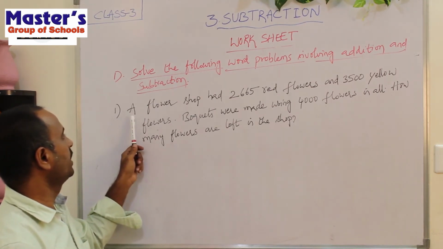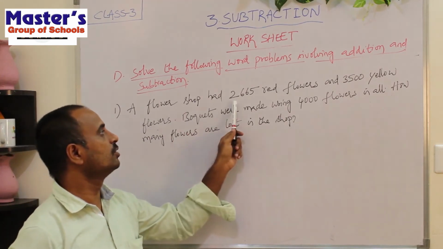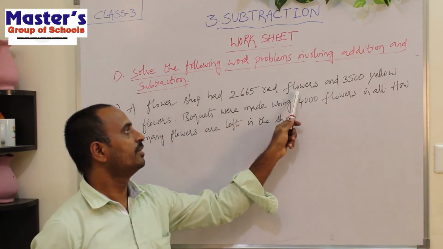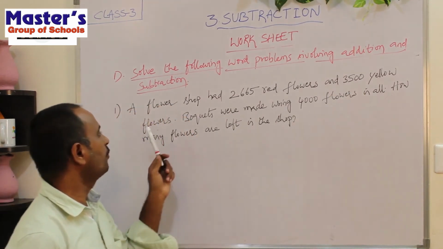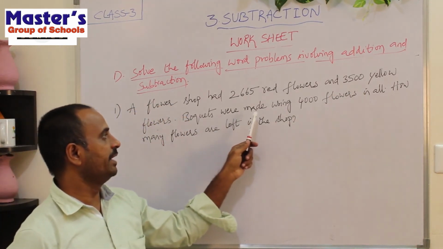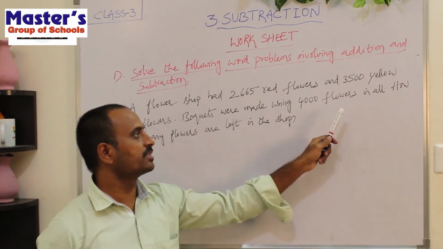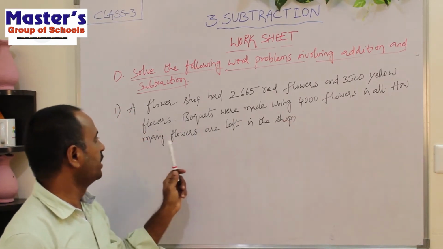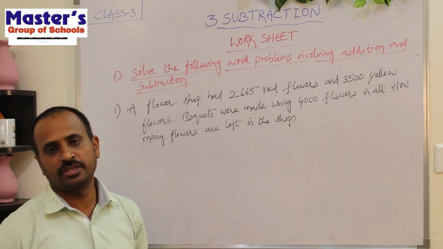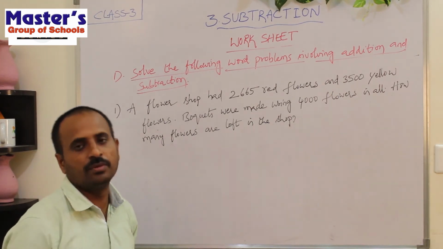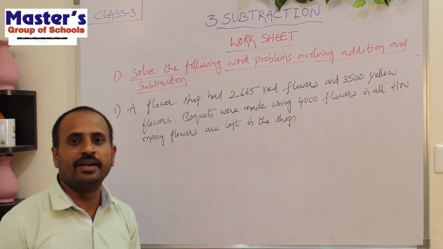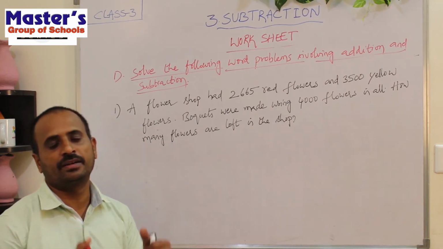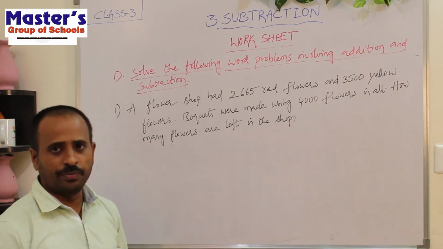Read the problem. A flower shop had 2,665 red flowers and 3,500 yellow flowers. Bouquets were made using 4,000 flowers in all. How many flowers are left in the shop? Children, first understand the problem and identify which are to be added and which are to be subtracted. So which are to be added?